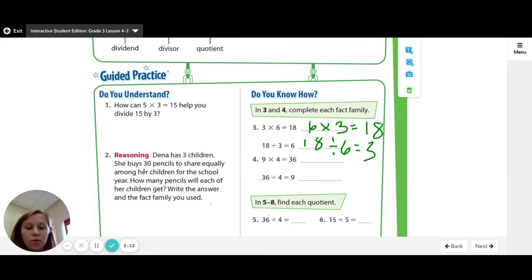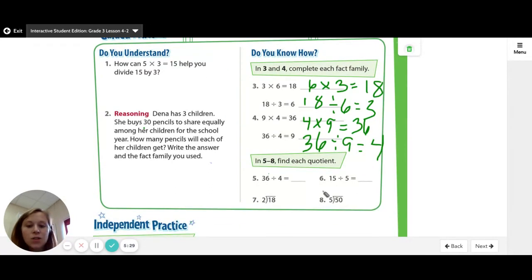Let's look at number 4. 9 times 4 is 36. So I know that 4 times 9 equals 36. Then I know 36 divided by 4 is 9, so that tells me that 36 divided by 9 equals 4. You can pause the video if you need to write these down. Let's look at 5. 36 divided by 4. So I can think about 4 times what equals 36. And I know that 9 times 4 equals 36.